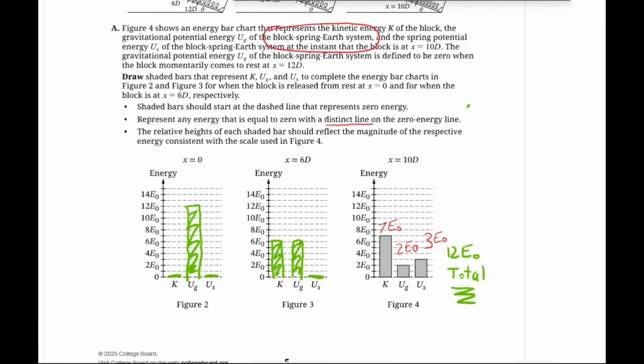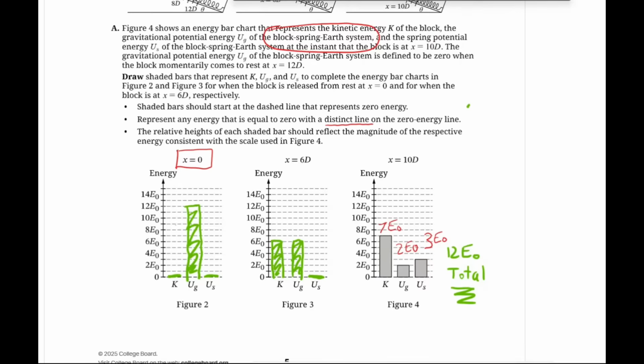So that's basically everything. And there's no work done on the system or by the system. So all of our 12 E naughts of energy are going to remain in different forms, but there's going to be 12 total. All right, so let's go to our x equals 0 position. So that's where it's at its highest position. There's no velocity, no kinetic energy. The spring is not compressed, so all 12 go to our UG. And we have the distinct line right here for our K, and we have a distinct line for our US.